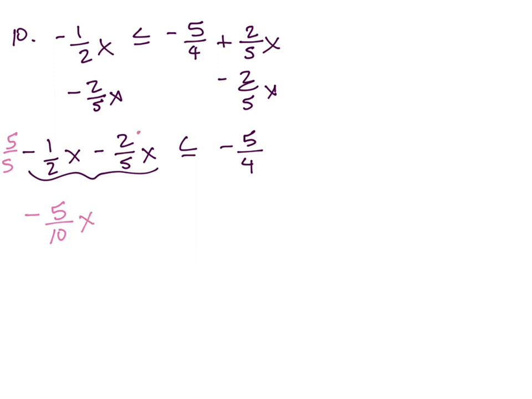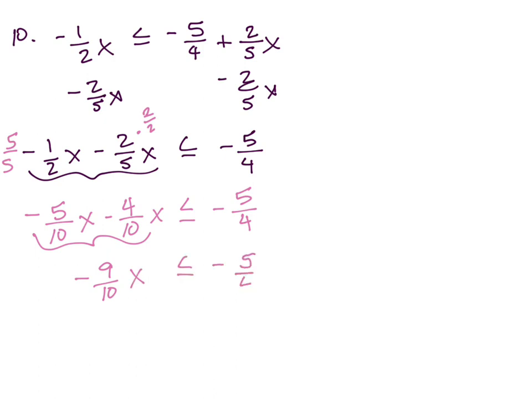What would I need to multiply the second one by? 2/2. So this one's going to be minus 4/10 x. Is less than or equal to negative 5/4. So now we can combine them because they have a common denominator. So negative 5 minus 4. What you got? Negative 5 minus 4. Negative 9/10 x is less than or equal to negative 5/4.